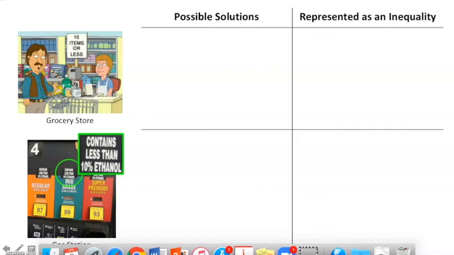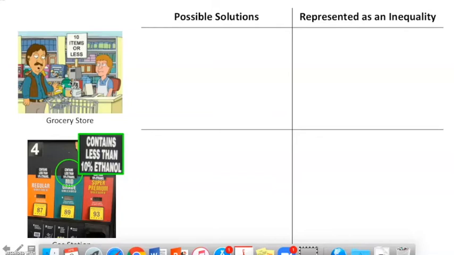What do you notice about these two pictures? So they both involve 10. When you look at the picture of the grocery store, we've seen this before, right? Some version of this. So it says 10 items or less. And so we think about who can get in that line. We call who can get in that line the number of items they have, possible solutions.